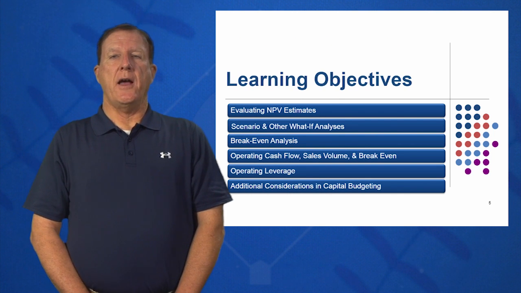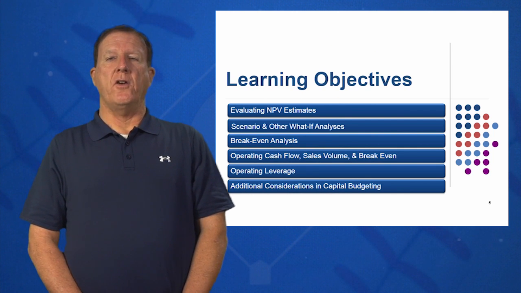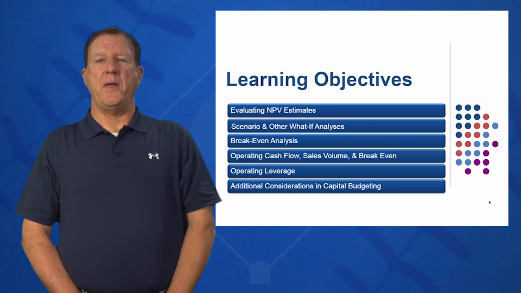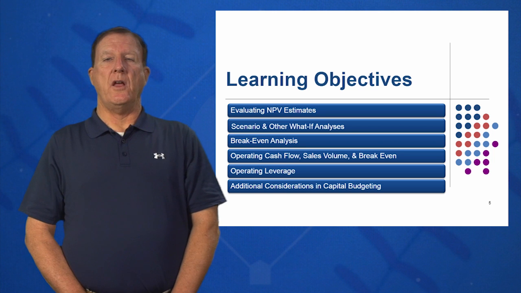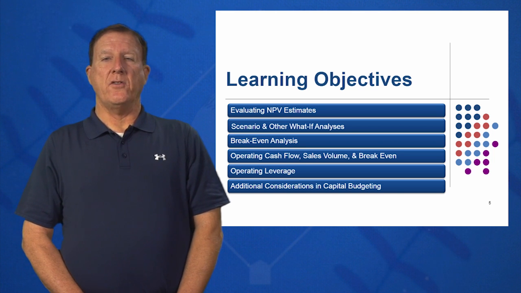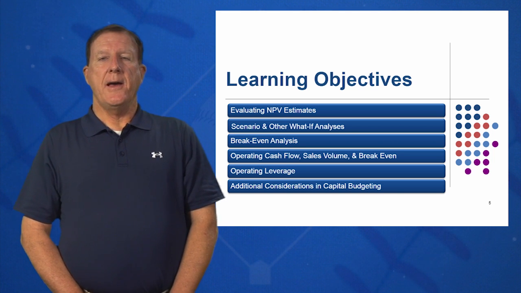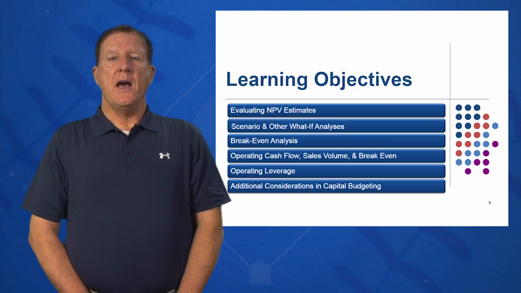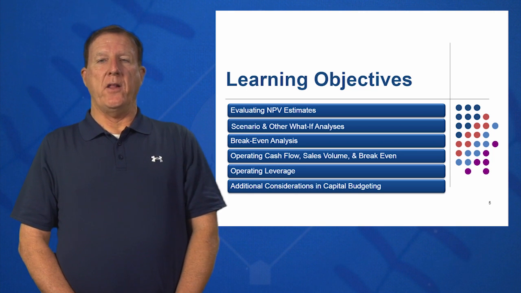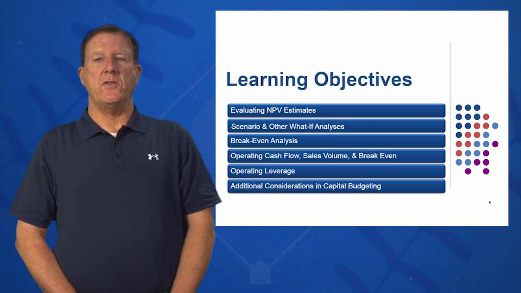We have 6 learning objectives in this session. First of all, how do I evaluate NPV and our NPV estimates? What kind of analysis should I do? Scenario analyses, break-even analyses, OCF, and the relationship between OCF, sales volume, and break-even point. Fifth, we're going to look at degree of operating leverage, or DOL. And finally, what are some additional considerations in capital budgeting?